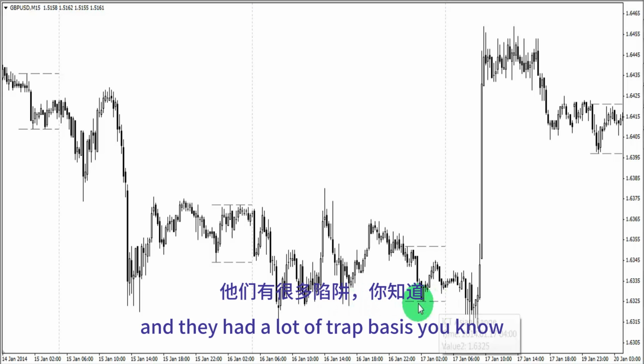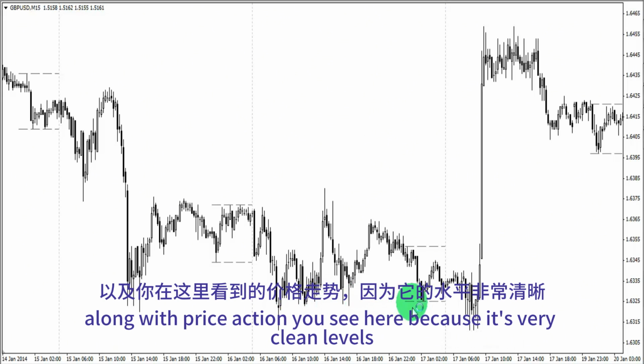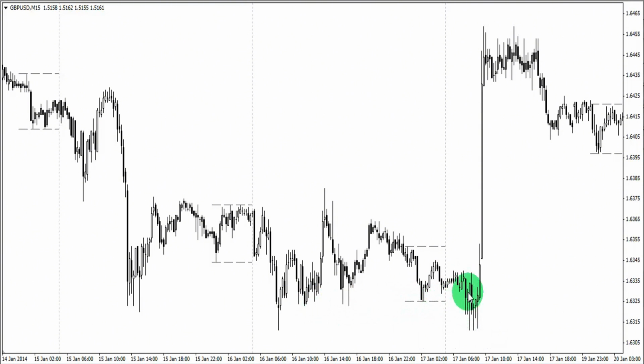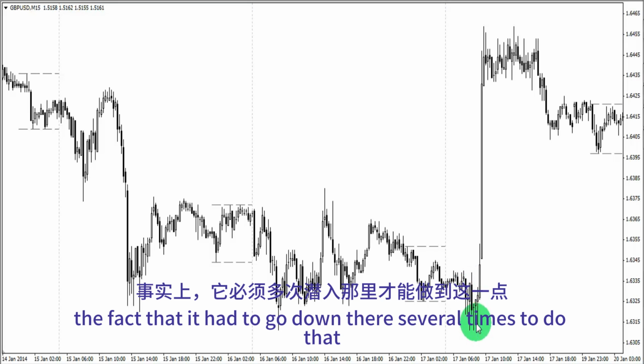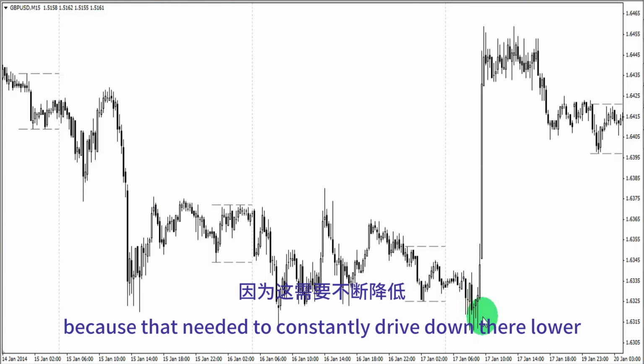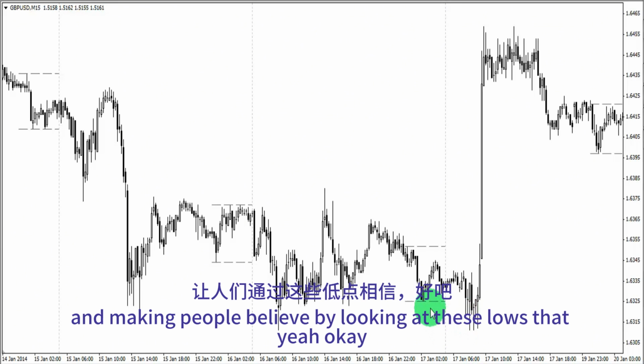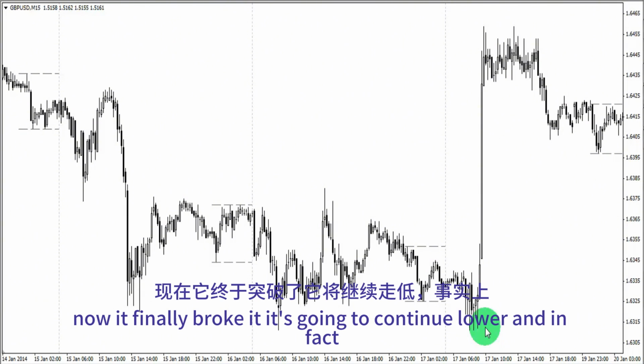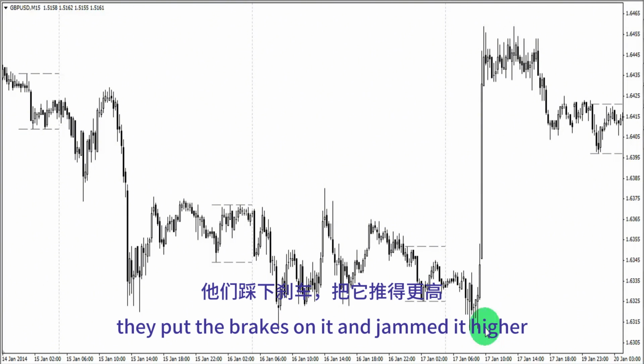And they had a lot of trapped bias along the price action you see here, because it's very clean levels. But look at the fact that it had to go down there several times to do that. I believe that's the reason why the market makers were doing this, because it needed to constantly drive down there lower and making people believe by looking at these lows that, yeah, now it finally broke it, it's going to continue lower, and in fact they put the brakes on it and then jammed it higher.